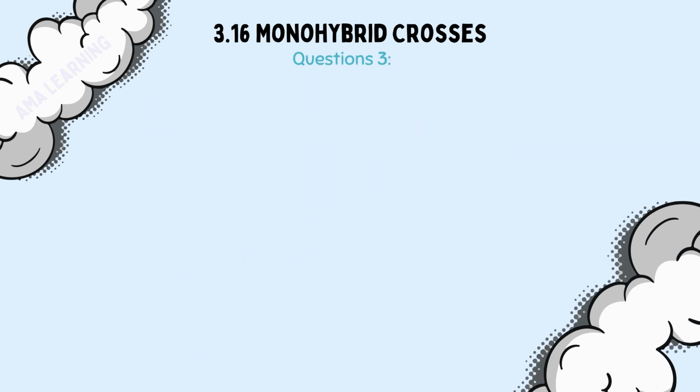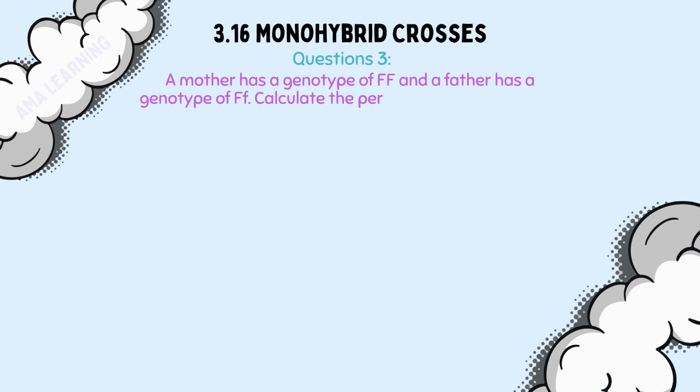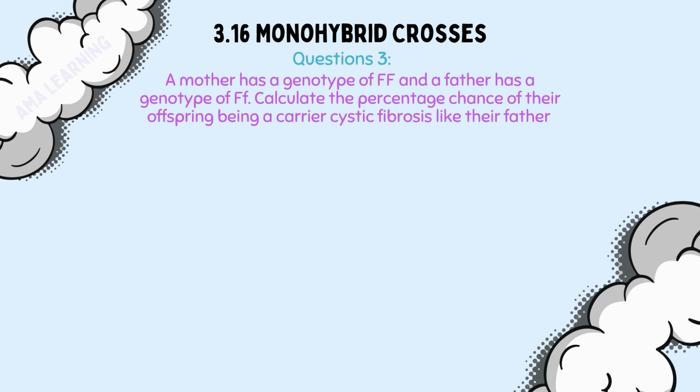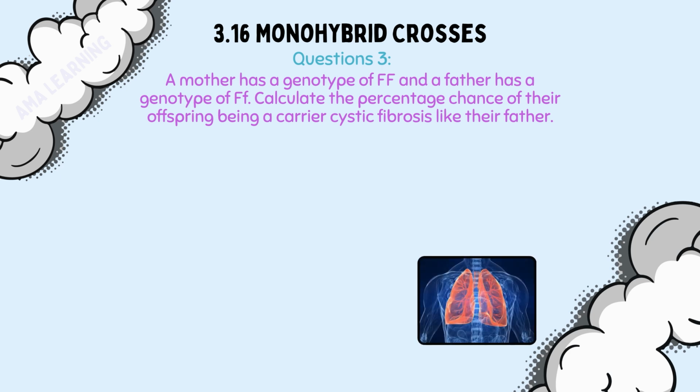This third question is also a past paper style question. A mother has a genotype of two capital F's, and a father has a genotype of one capital F and one lowercase f. Calculate the percentage chance of their offspring being a carrier of cystic fibrosis like their father. It is important to note that cystic fibrosis is a genetic disorder that is carried on the recessive allele. To inherit it, the offspring needs two recessive alleles. The following are the steps to answering this question.